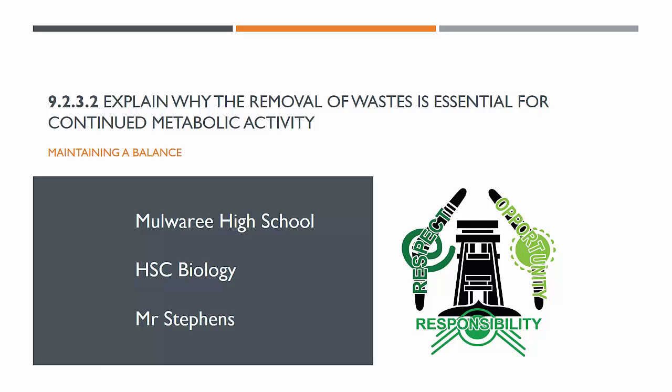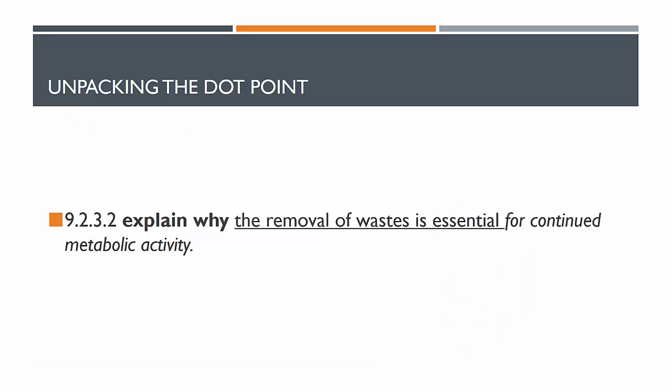Tonight we are looking at a dot point which you might find some similarities to other dot points. It's about waste and waste removal and what this means for metabolic activity, so let's have a look. Unpacking the dot point, our verb is explain, so we have to provide a cause. So we're looking at if we don't remove the wastes, what impact does this have on metabolic activity? So that's going to be our response to explain why the removal of waste is essential for continued metabolic activity.